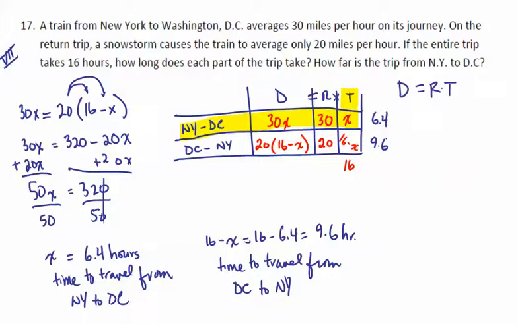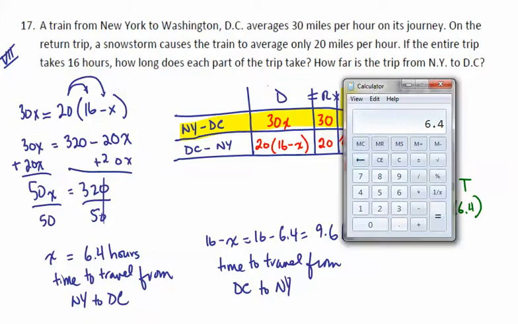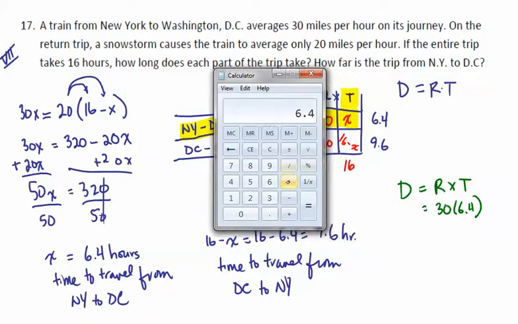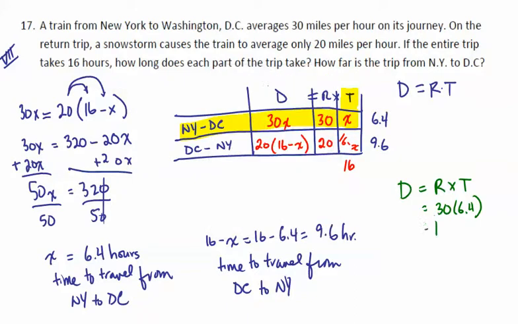Now, the final question is how far is the trip from New York to DC? To figure out how far it is, we simply use distance equals rate times time. So we know that the rate was 30 miles per hour. The time was 6.4 hours, sorry. We'll bring in the calculator. We have 6.4 times 30, which is equal to 192.